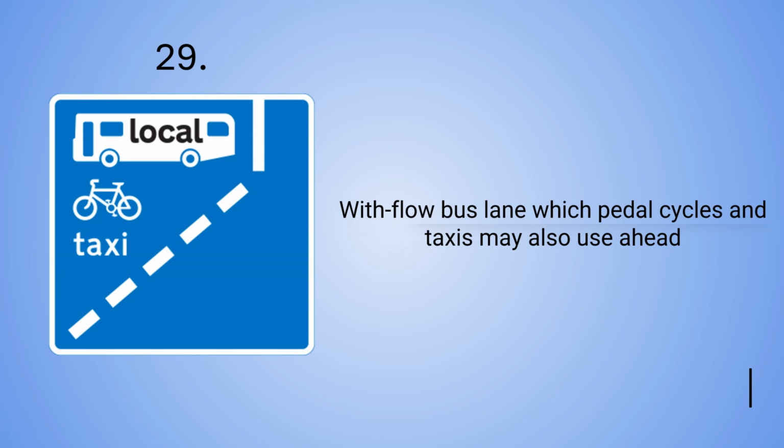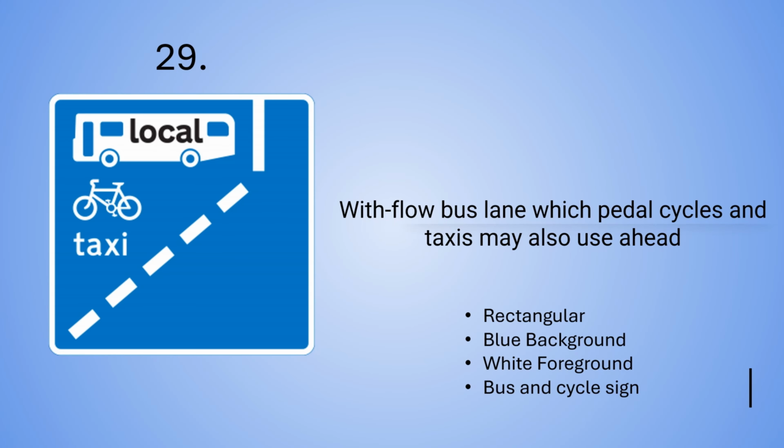Sign number 29 means with flow bus lane which pedal cycles and taxis may also use ahead. This sign is rectangular in shape on a blue background with a white foreground, and it's a bus and cycle sign.